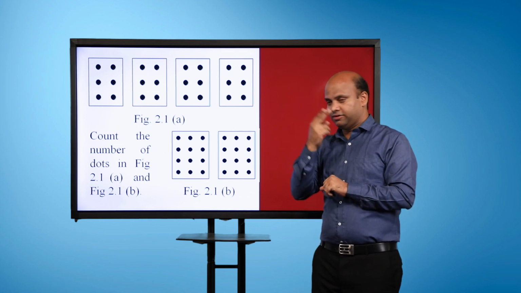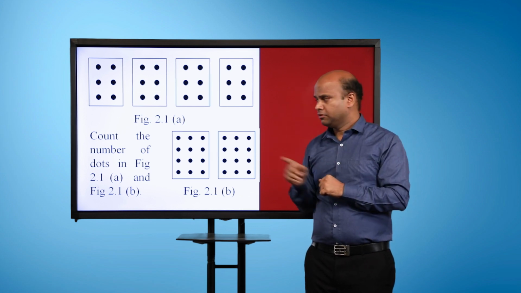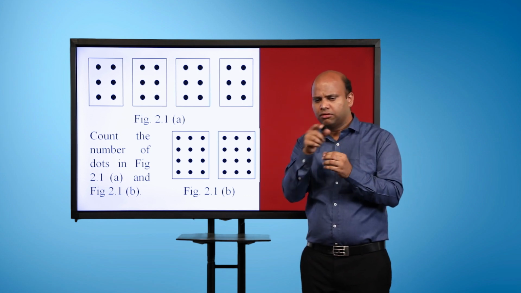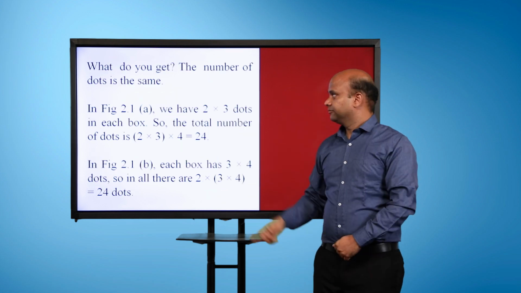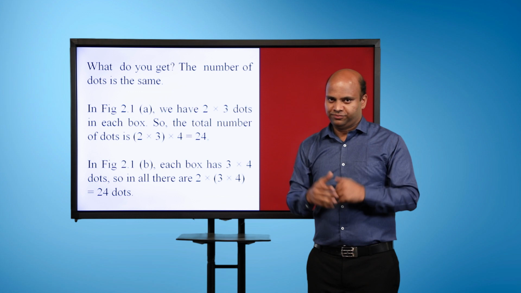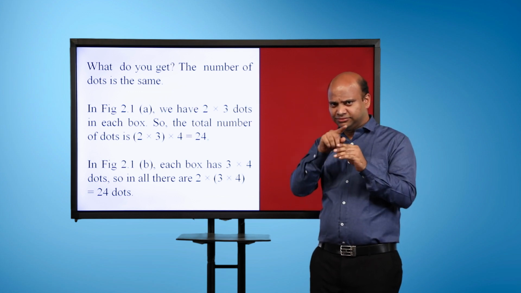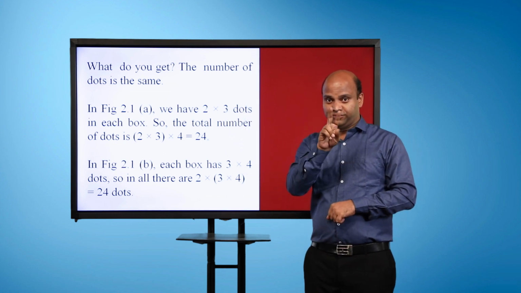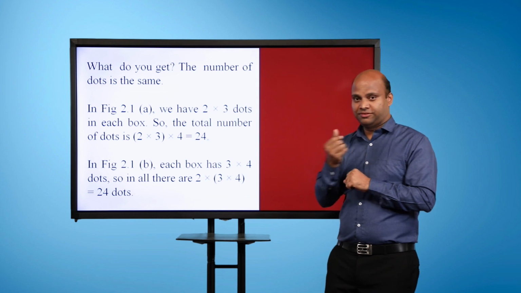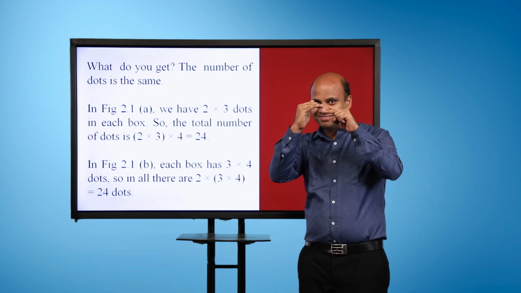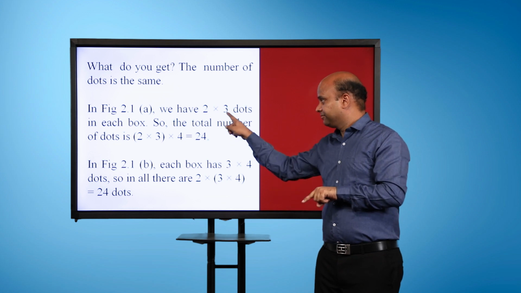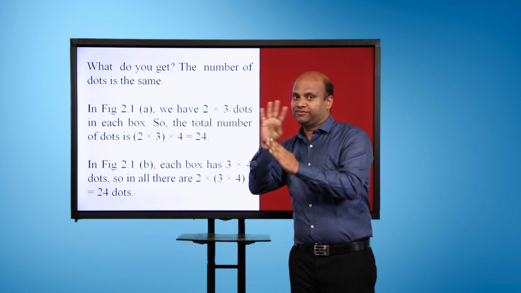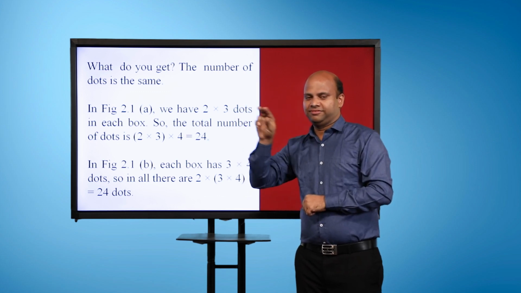Count the number of dots in figure 2.1A and figure 2.1B. What do you get? The number of dots is the same. In figure 2.1A, we have 2 multiplied by 3 dots in each box. So the total number of dots is 2 multiplied by 3 multiplied by 4, which is equal to 24.